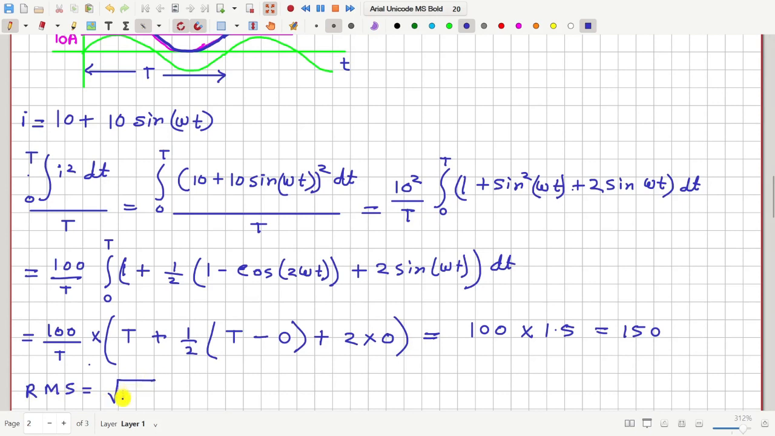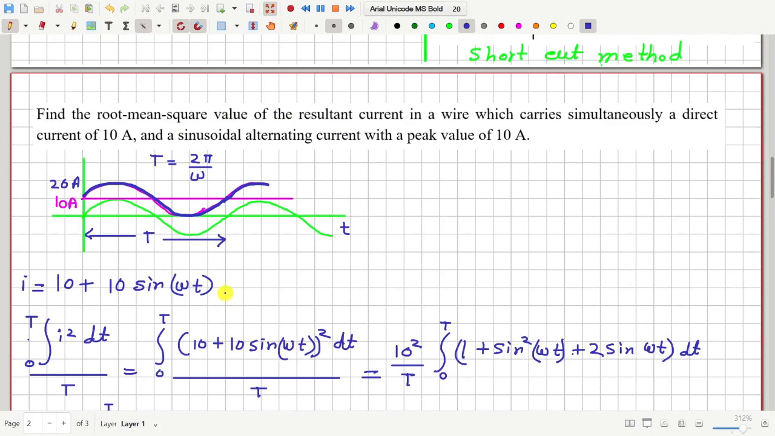And then the RMS value will be the square root of 150, which will be approximately 12.25. And this will be in ampere because the current is in ampere.